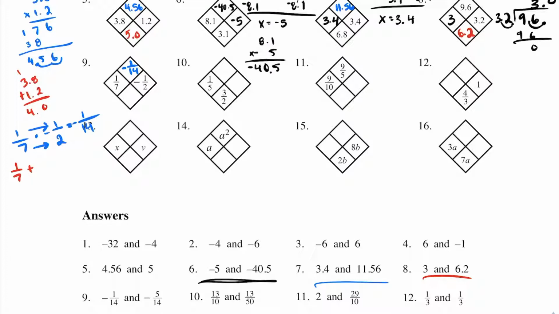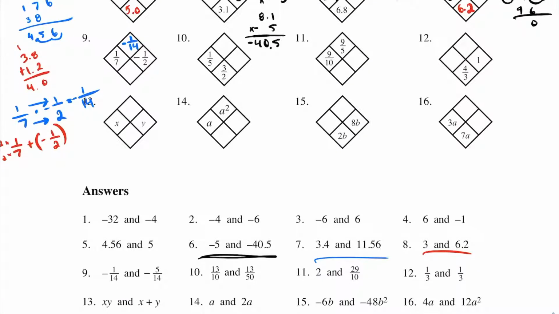Remember the sum with adding these. We need common denominators. Now I'm thinking the common denominator that I can use for these two is 14. So I'm going to multiply 1/7, I'm going to multiply the numerator and the denominator by the same number. So I get 2 over 14 plus, and then for negative 1/2, I'm going to multiply the numerator and the denominator by 7. So I'm at negative 7 over 14.